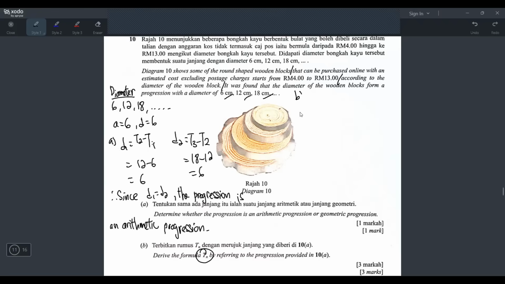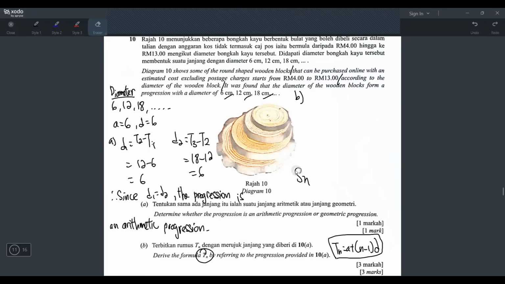Okay, question B. Derive the formula. We all know the formula for Tn is A plus (n minus 1)d, right? This question is very rare actually, because usually when they ask you to derive or prove a formula in progression, they will ask us to derive the Sn formula. The Sn for arithmetic, the Sn for geometric, they ask a lot. Even the S infinity also they ask.